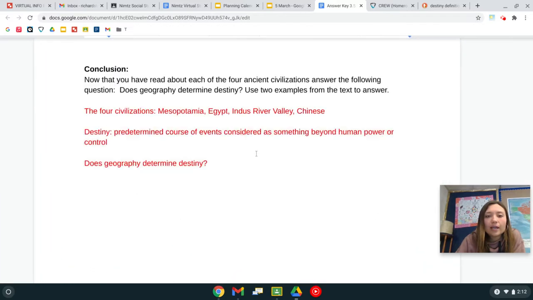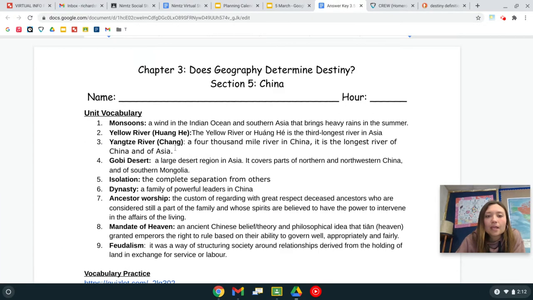So here we have at the top your unit vocabulary. So monsoons. Did anyone know what a monsoon was? It's a wind in the Indian Ocean in southern Asia. It's like a storm cloud. It brings heavy rains in the summer. We had the rivers, the Yellow River and the Yangtze River. Those are major rivers in China.